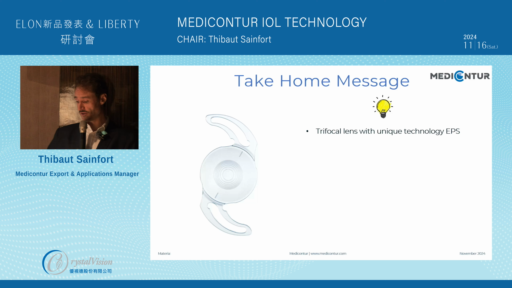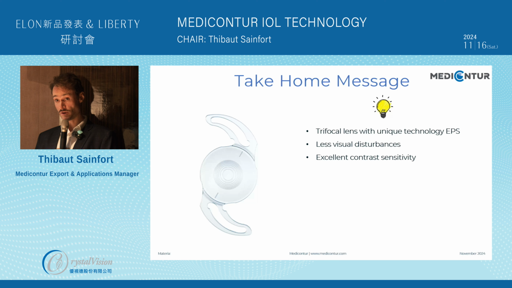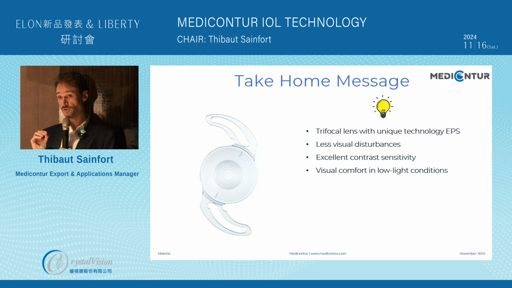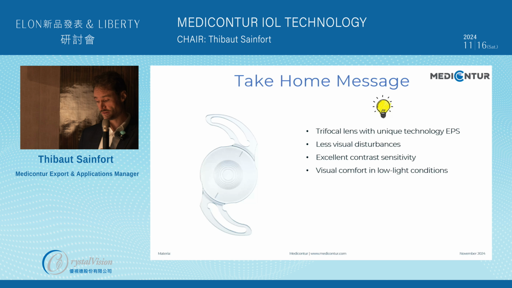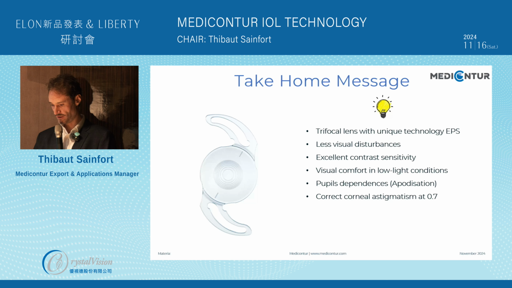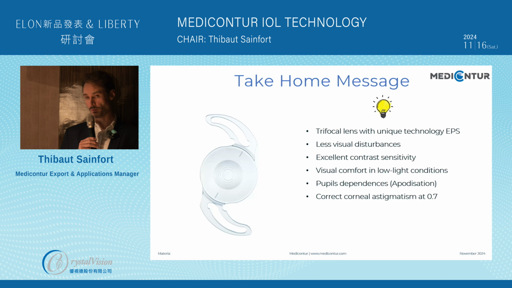So by its unique construction with the EPS, the Liberty lens allows to have fewer visual disturbances. You keep a better contrast sensitivity because there is less light loss because we have one diffractive element less than other trifocal lenses. So it allows you to have good near vision, but also good near vision without lots of light. Even in mesopic condition, you will have nice near vision with the Liberty lens. Again, be careful of pupils because of apodization. And of course, as with every premium IOL, we should correct corneal astigmatism as little as it is.